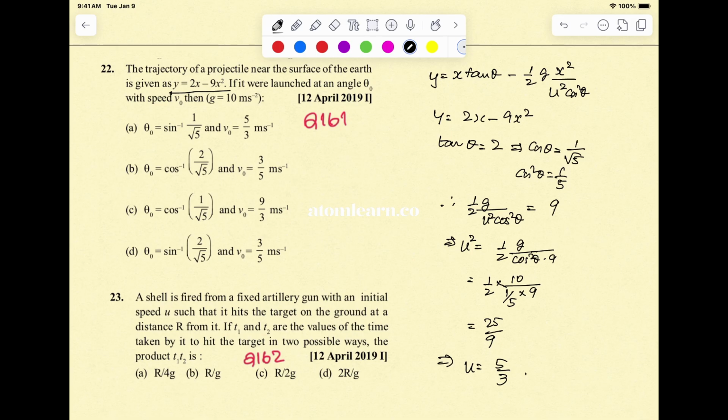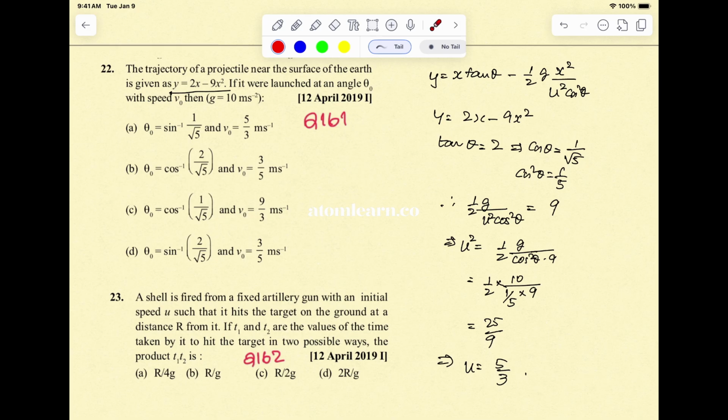Therefore tan theta equal to 2, and the 9 actually represents half g over u squared cos squared theta equal to 9. Therefore, now substitute here. u squared is what we want. u squared becomes equal to half g cos squared theta into 9. Half into 10 into cos squared theta, which is 1 by 5, because tan theta equal to 2 means cos theta equal to 1 by root 5.